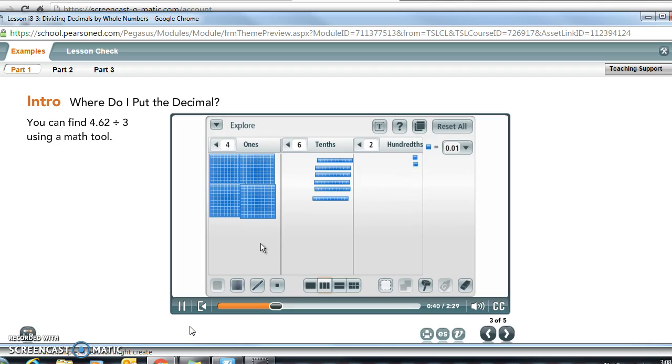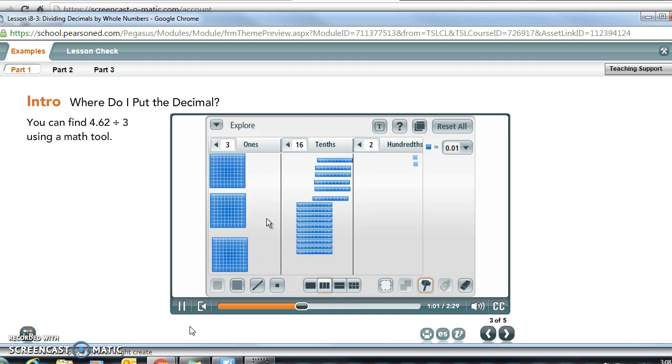Now we need to divide 4 and 62 hundredths into 3 equal groups. First, let's divide the 4 ones into 3 groups by forming 3 rows. We now have 3 groups with 1 left over. Now let's use the hammer to break the remaining 1 into tenths, because there aren't enough 1s left to put another 1 into each row. Notice that once we break a 1, it splits into 10 tenths and moves these tenths into the tenths column. Now we have a total of 16 tenths.